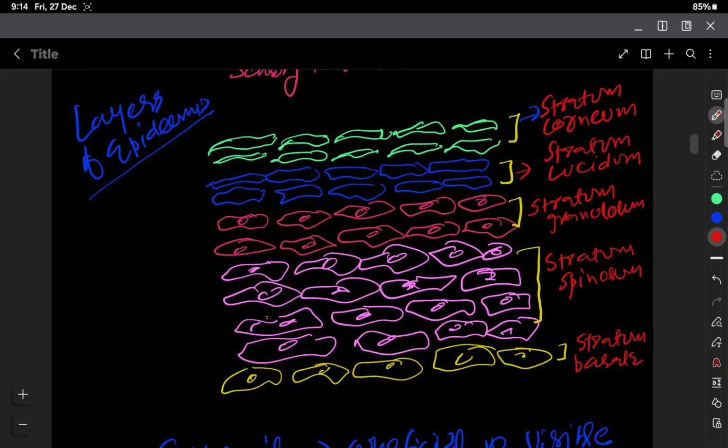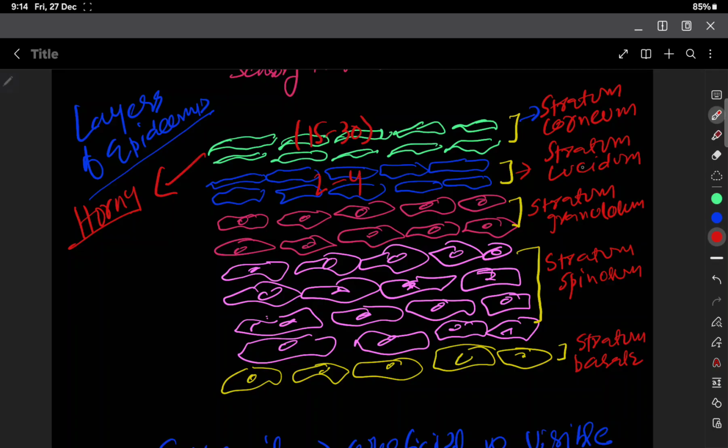The first one is stratum corneum, which is also called the horny layer. It has almost 15 to 30 layers of keratinized cells. I have mentioned only 2 here, but it consists of almost 15 to 30 layers of keratinized cells. Then stratum lucidum contains 2 to 4 layers of cells.